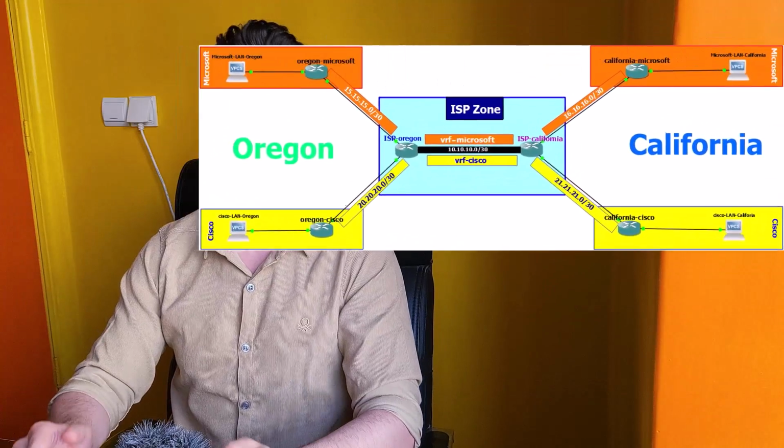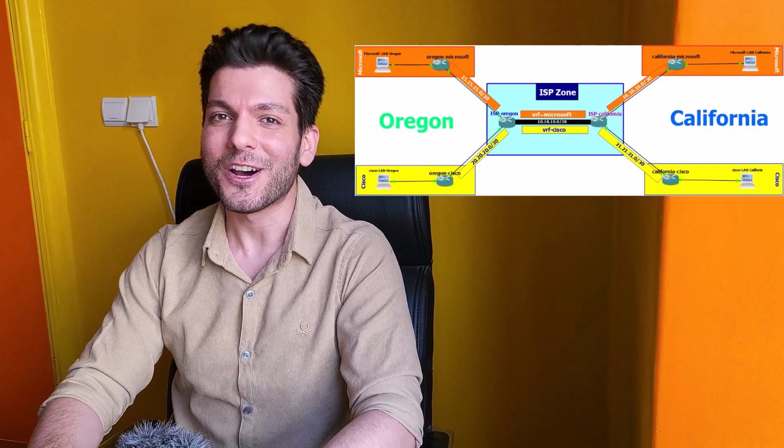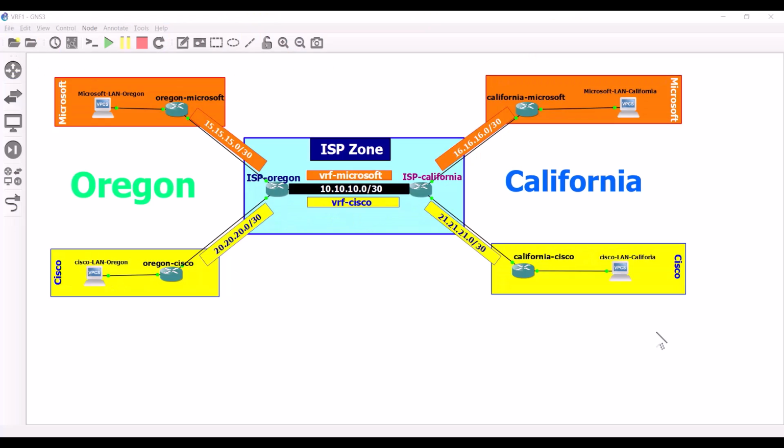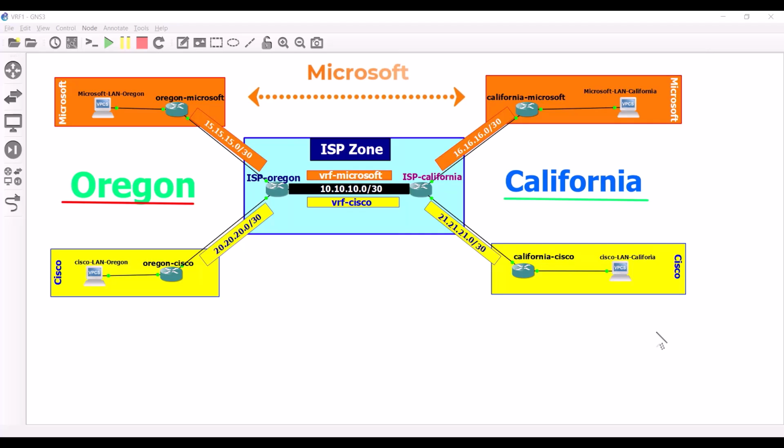I prepared a very useful and practical laboratory to deeply understand VRF, so follow me until the end of this video. Alright, let's go. Okay, this is our scenario. There are two states beside each other in the United States, Oregon and California. For example, there are two different companies, Microsoft and Cisco. Microsoft's office in Oregon wants to connect to its branch in California, just like Cisco wants to connect its branch in California to Oregon. So we have four sites in this scenario.